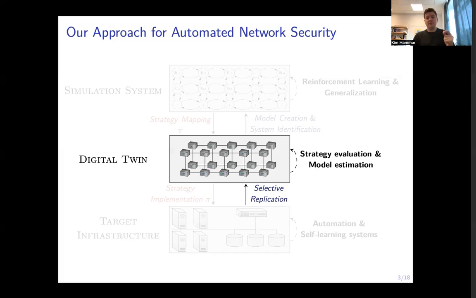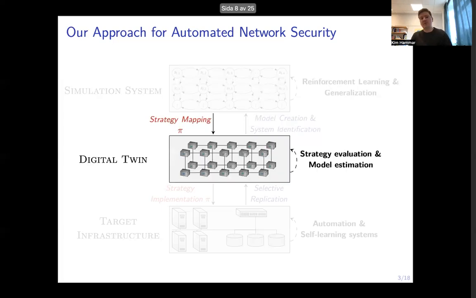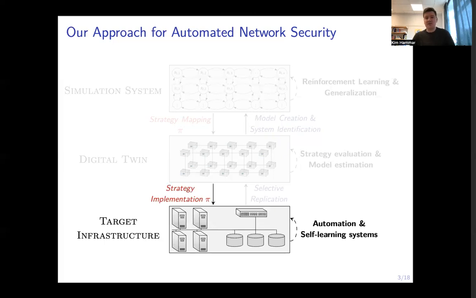This data we then use to perform system identification and to identify a formal mathematical model of the system that we can use to optimize defender strategies. This may be, for example, a Markov decision process, or a game, or a dynamical system of some sort. Then, given that mathematical model, we apply numerical methods, for example, reinforcement learning, game theory, or dynamic programming, to compute optimal or near optimal defender strategies. We then take the computed strategies and we evaluate them in the digital twin. And if this evaluation is deemed successful, we may also implement the strategies in the target infrastructure.